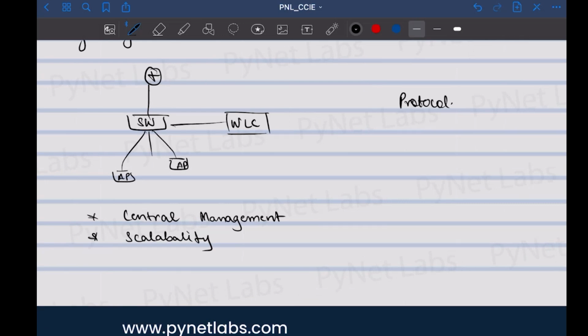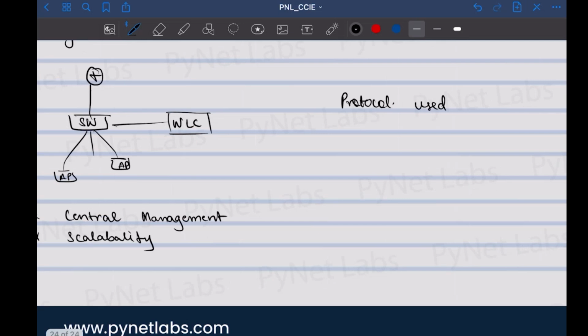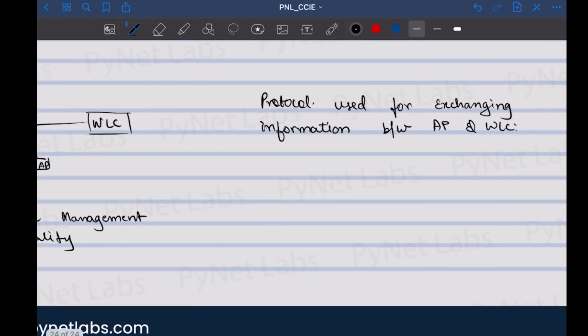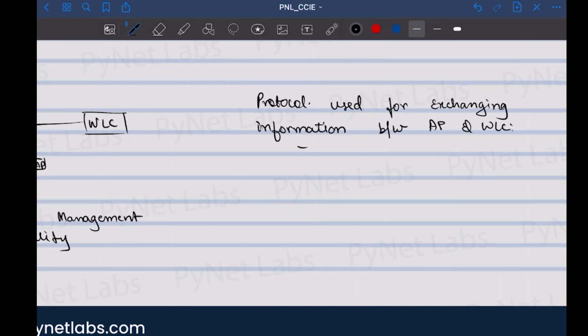Protocol used for exchanging information between access point and WLC is, earlier it used to be something called LWAP, which is lightweight access point protocol. It's an older protocol. We don't get to see it nowadays. Now we see CAPWAP tunnels.